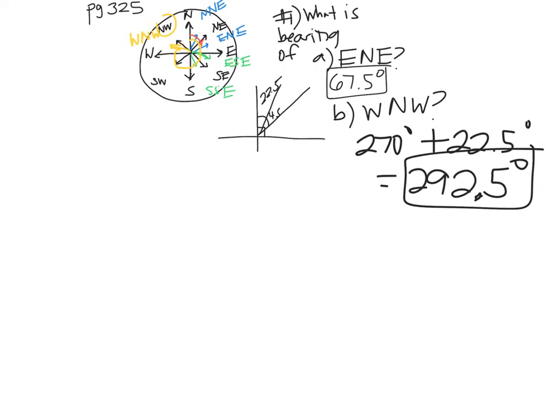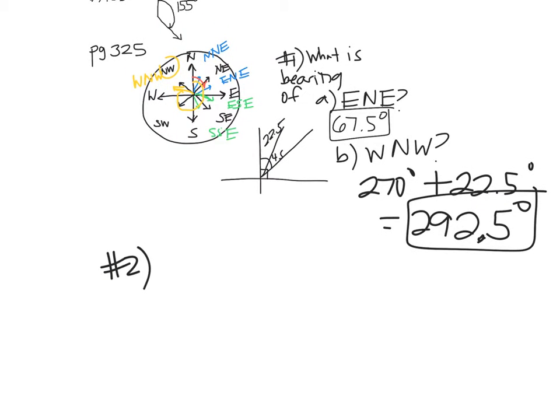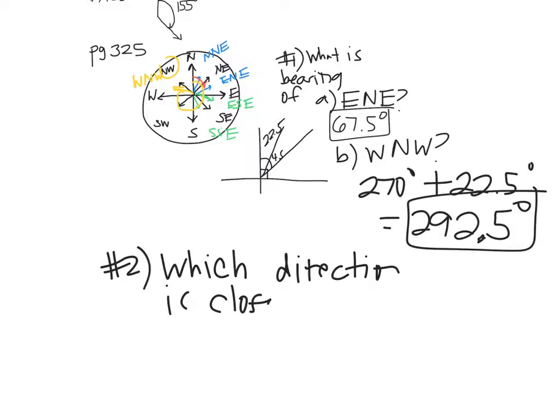Now, here's the other type of question you're going to get with these problems. Number 2. Which compass direction is the closest to 219 degrees? So this is going the opposite direction, right? Not the opposite direction, but the opposite problem. Which, what did I say? Which compass direction is closest to 219 degrees?